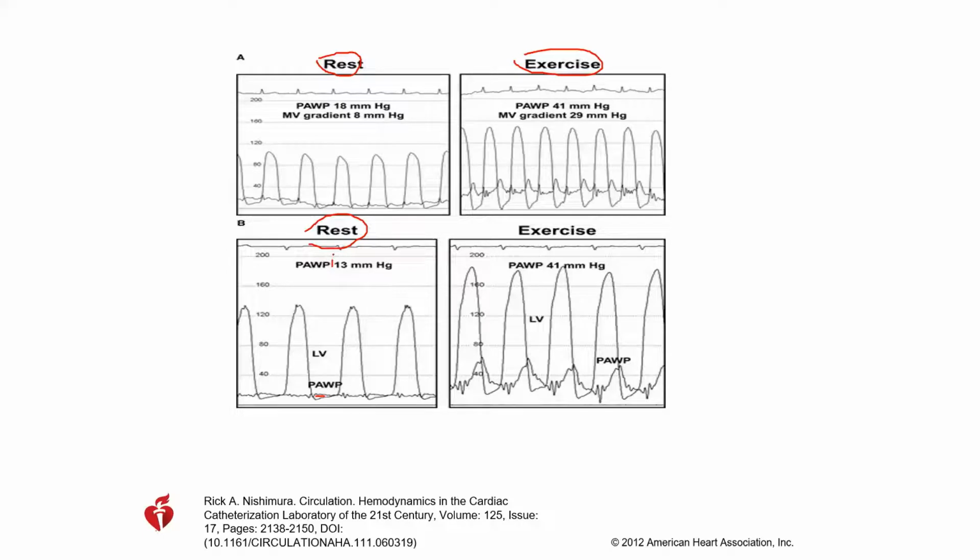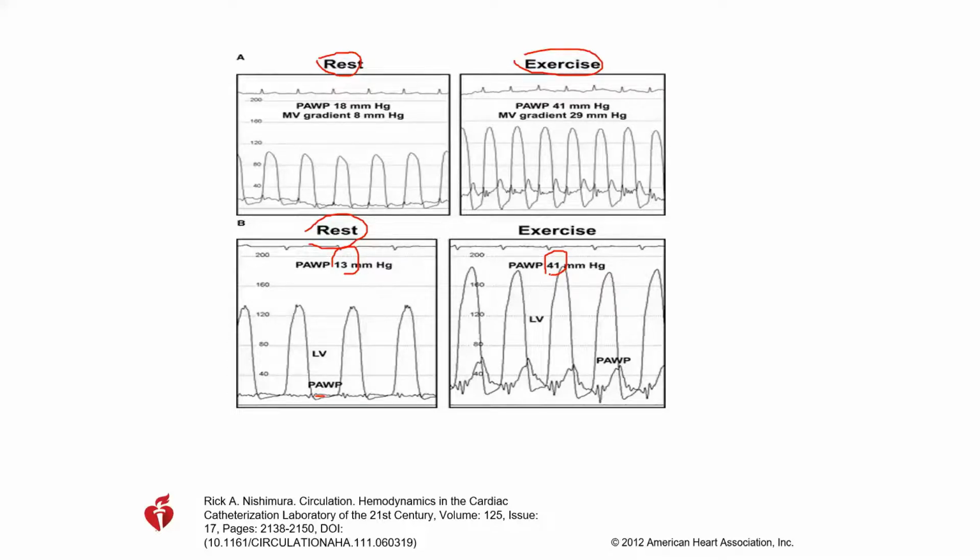But the most important thing is that the wedge from 13 goes to 41. What's your explanation of this? So is it severe mitral stenosis like the previous patient, or something else? This is what? Any guess? You think you can answer just the first part? Do you think it's because of mitral stenosis?